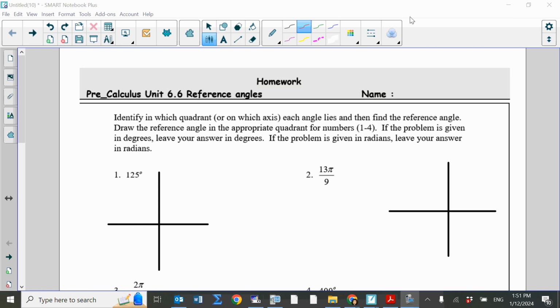Hi everyone, let's work on 6.6 homework together. The first set of questions is asking us to identify in which quadrant each angle lies and then find the reference angle.